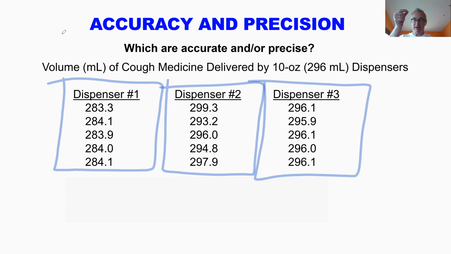So basically, I know it's working well because it's measuring very, very precisely, but not very accurately. And that's my fault. That's not the instrument's fault. That means that I haven't standardized it and told it exactly what 296 mils should look like. Once I make that change, it will be able to do that both accurately and precisely.